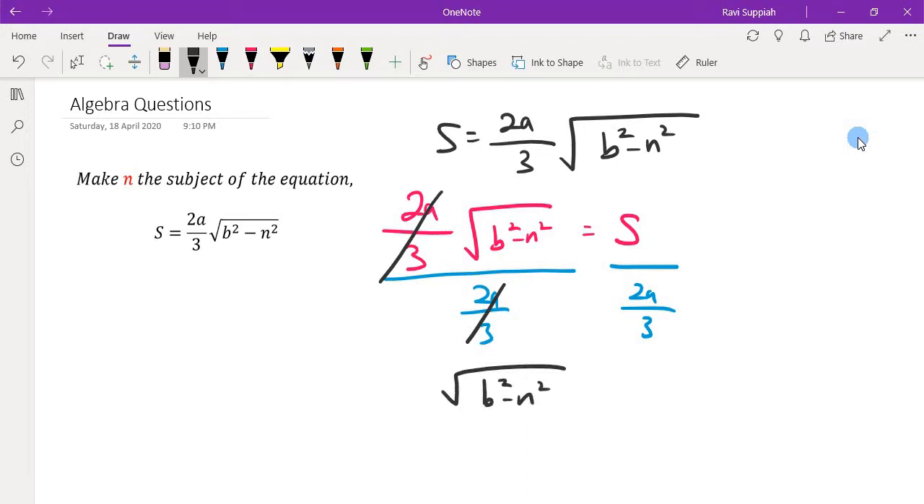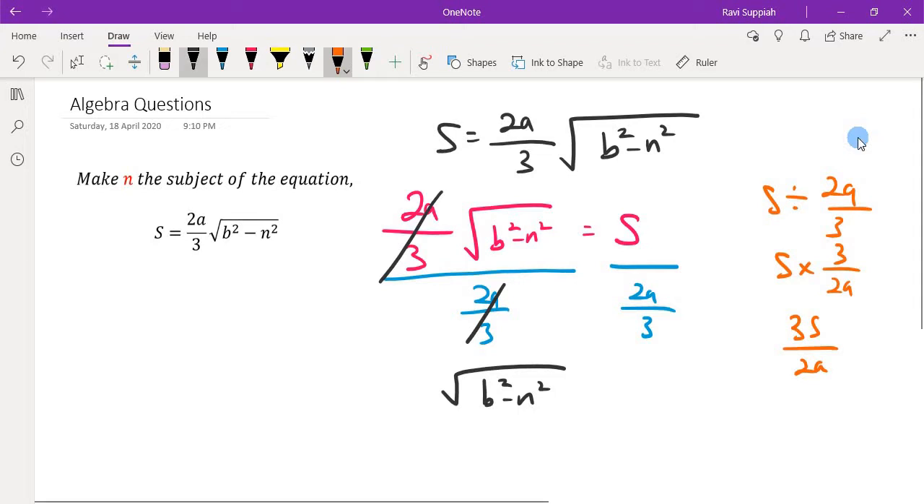On the right hand side, I'll do it here separately. So what I have is s divided by 2a over 3, which is the same as s times 3 over 2a. So it is 3s over 2a. Correct, so that is what I'm going to write over here, 3s over 2a. And what is the next step?